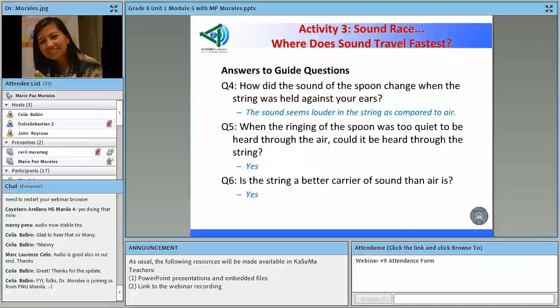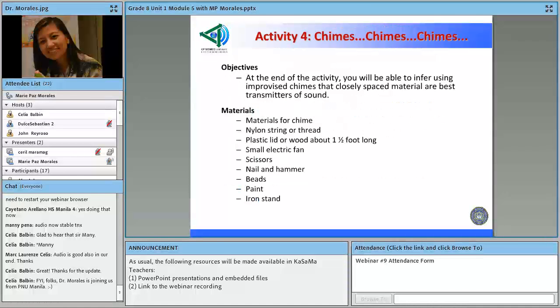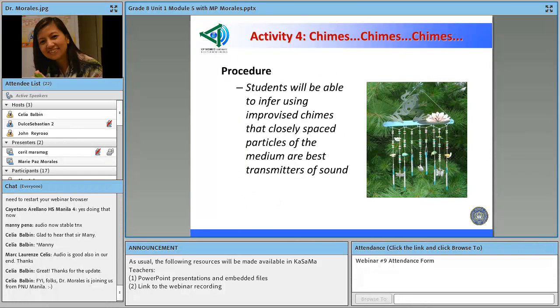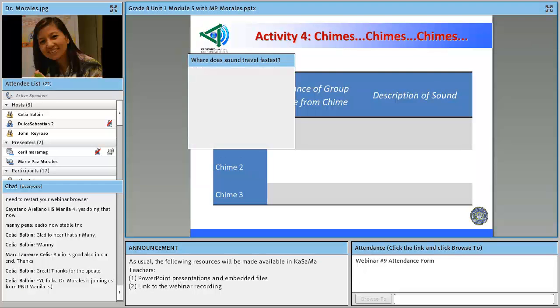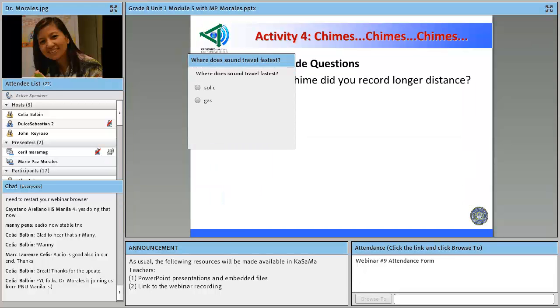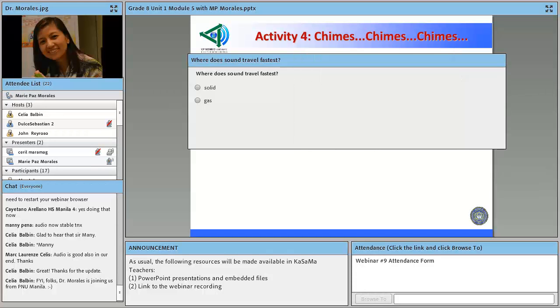Of course, from this activity, what we are after is, does sound travel fastest in solid, liquid, or gas? Okay? So some precautions here. Most probably, you can be very successful with the activity if you do it in a closed room, a quiet room, for that matter, there.